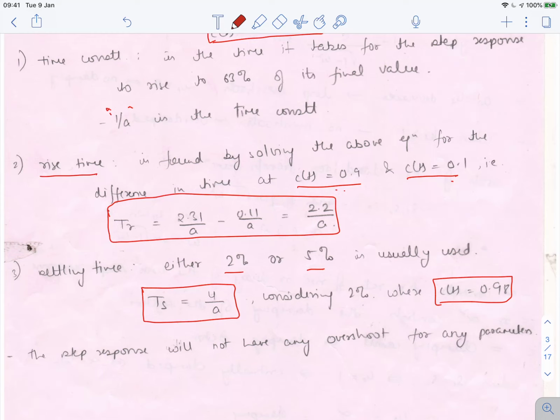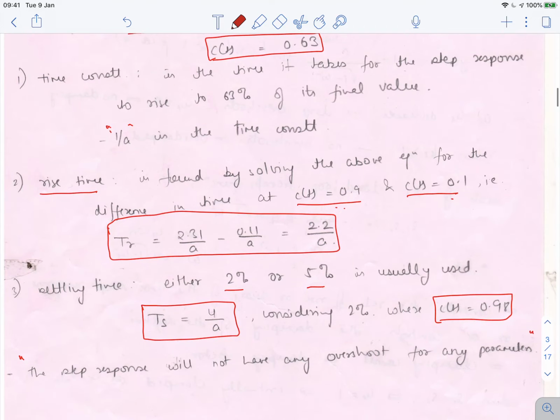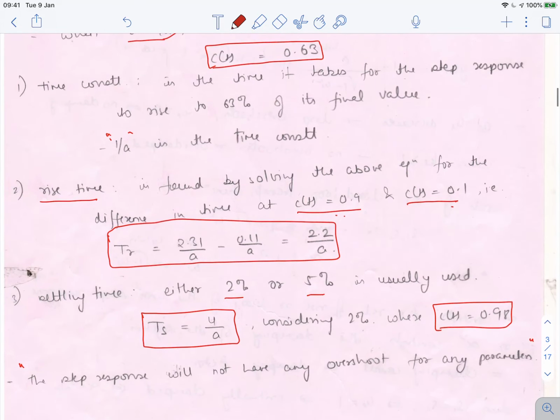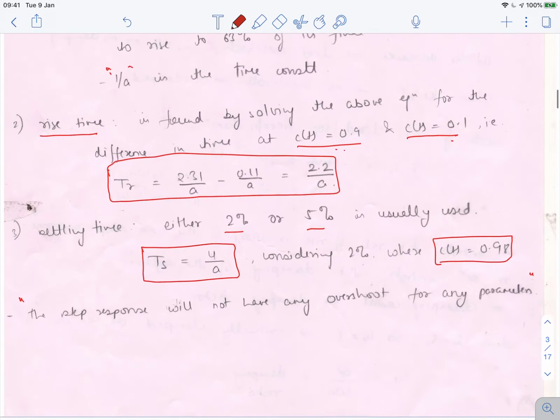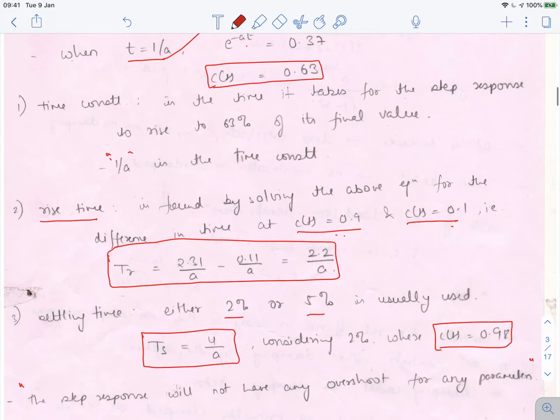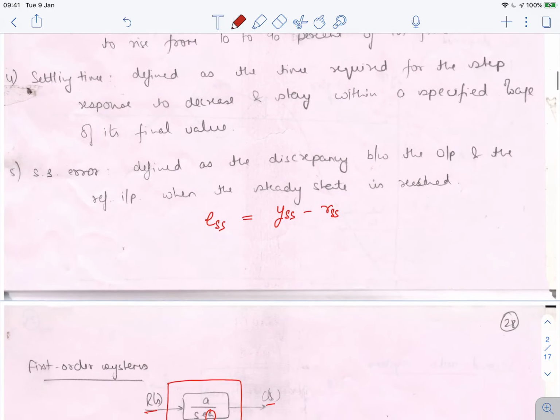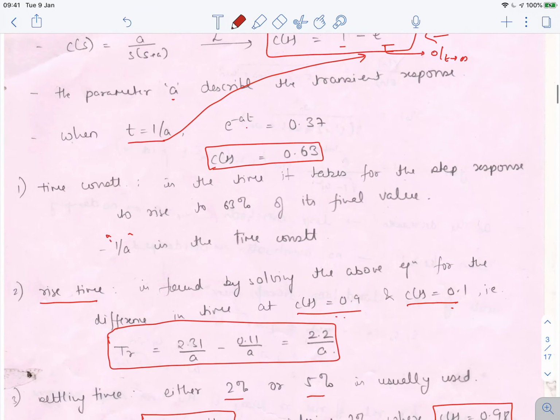Now the most important point here is to see that the step response will never have any overshoot for any parameters. So in the first order system we do not experience overshoot, and these are the primarily three performance indices associated with first order systems. Do you have any doubts or questions up to this point?